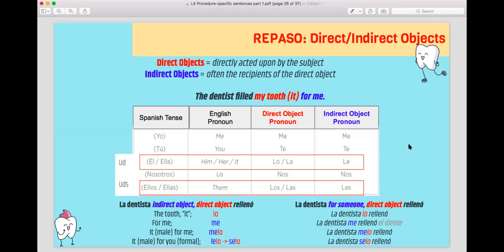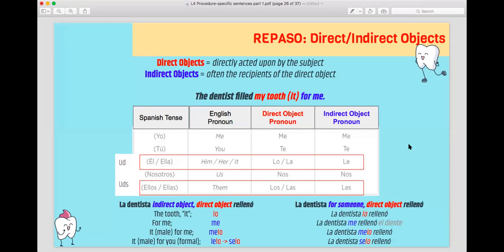Now, if you want to say that same thing and say it for me, me in this case would be an indirect object pronoun because I'm the one receiving the filled tooth. You would say la dentista me rellenó. And then I put in gray el diente because if you're not going to use lo, you need to include what you're talking about.